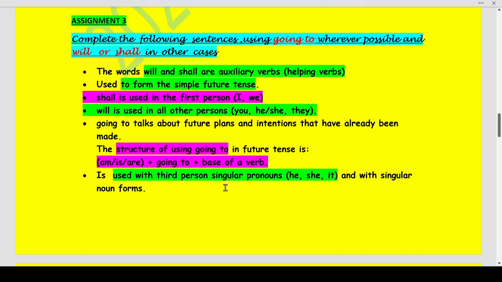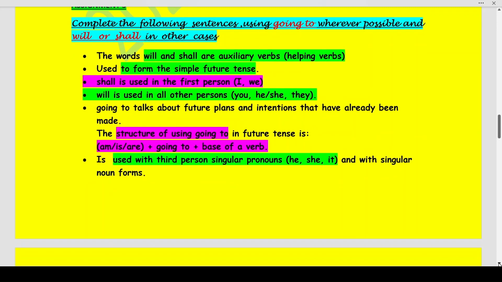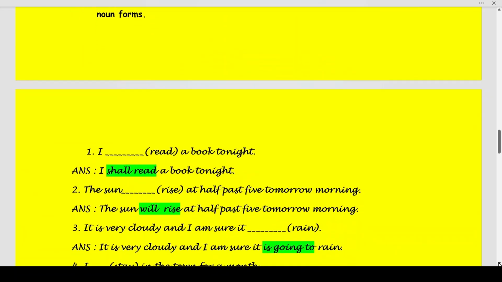Now, going to is used with third person singular pronouns like he is going to, she is going to, it is going to, and with singular noun forms. Remember singular pronouns for all to always. Now, based on this knowledge, let us attempt the exercise.